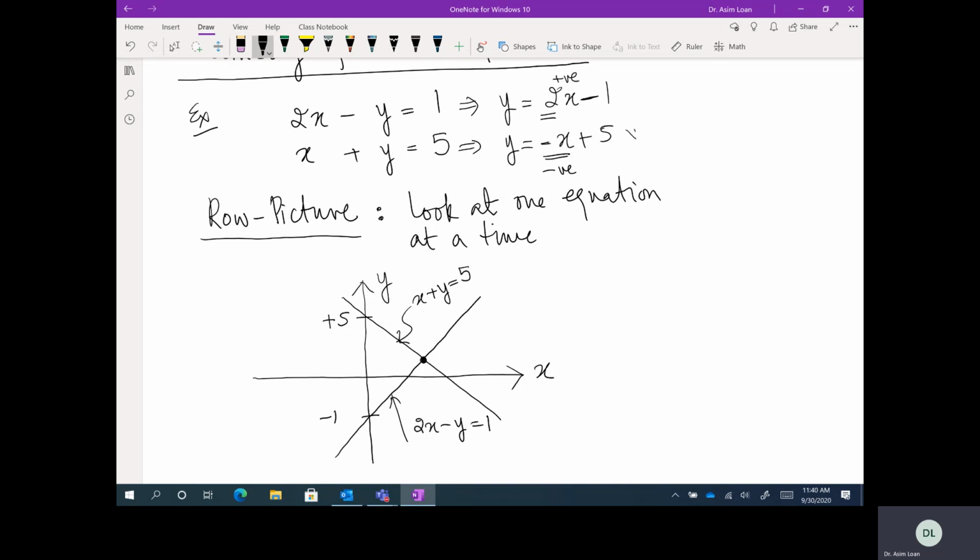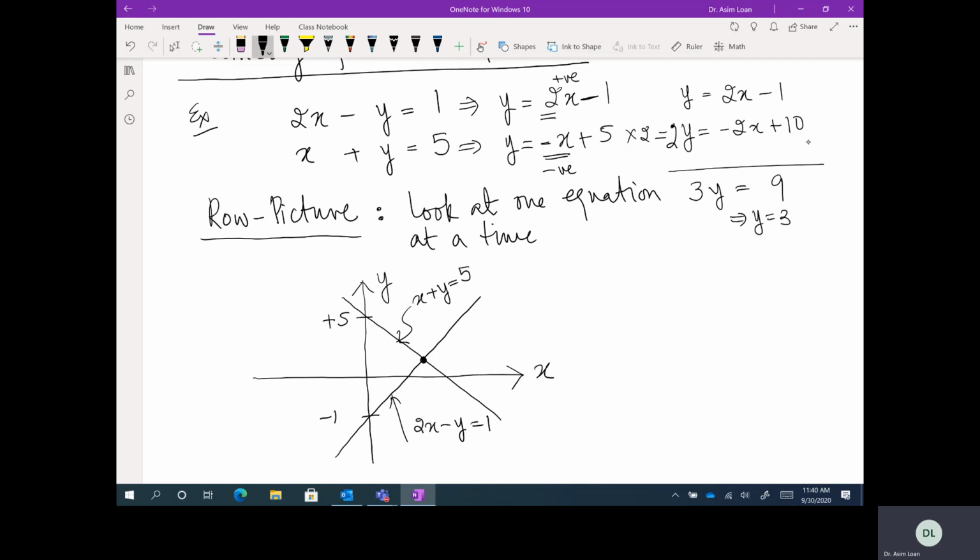If I multiply this one by 2, I will get 2y equals minus 2x plus 10. This one is y equals 2x minus 1. If I add these two simply, I'm sorry, when I multiply this one by 2, this will become 2y, so 2y plus y will become 3y. 3y is equal to 9, or this implies y is equal to 3.